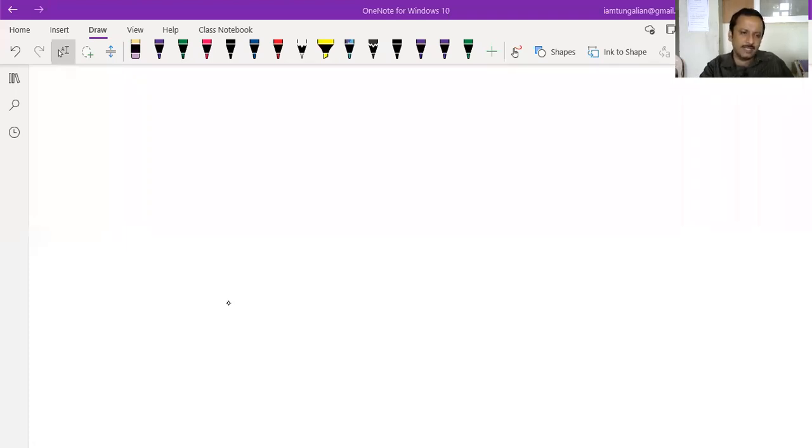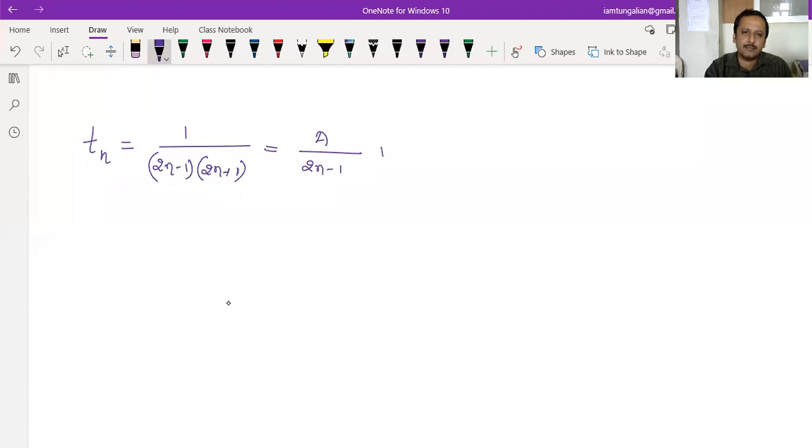I'll take the nth term, let me call that T. What is the nth term? 1 by 2n minus 1 into 2n plus 1. Now in order to evaluate such limits, you need to split this into 2 terms, where the first term is, let me say, A divided by this linear factor, plus B by the second linear factor 2n plus 1. A by one linear factor plus B by another linear factor. There are two linear factors here.